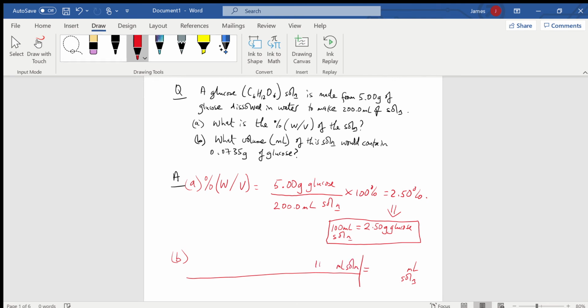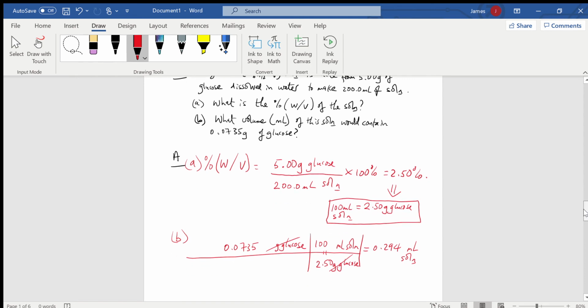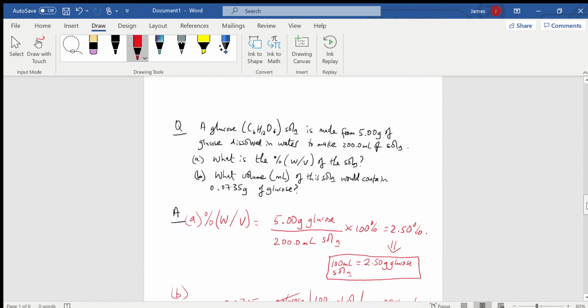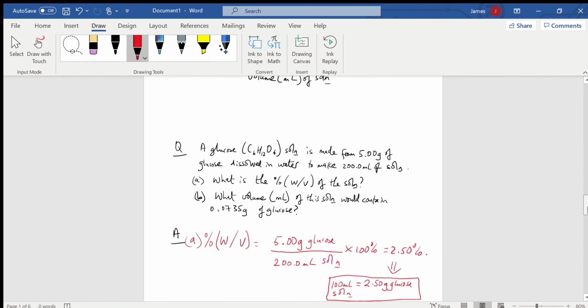And I can use my equality now. I know that 100 ml of solution is equal to 2.5 gram of glucose. So I can write gram of glucose here, and my input is 0.0735 gram of glucose. That would give me 0.294 milliliter of solution. Again, you could have variations on the theme, but pretty much everything you need to be useful when doing weight volume and that type of calculation is there.